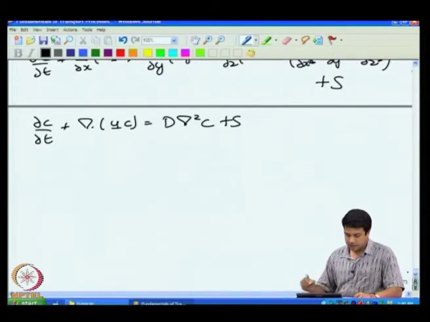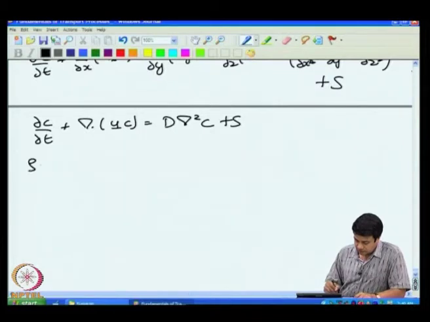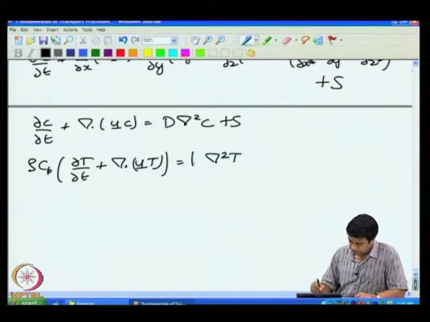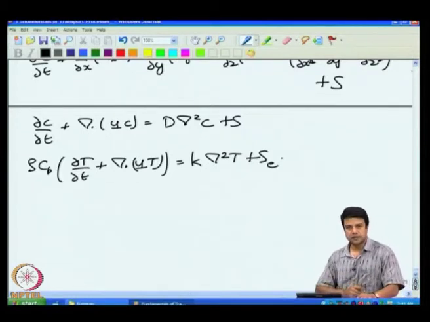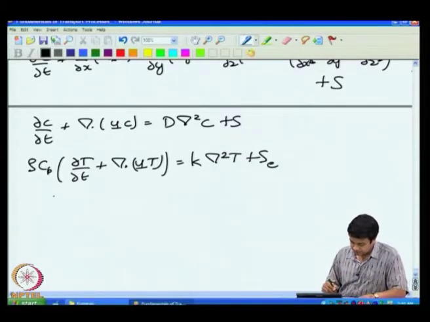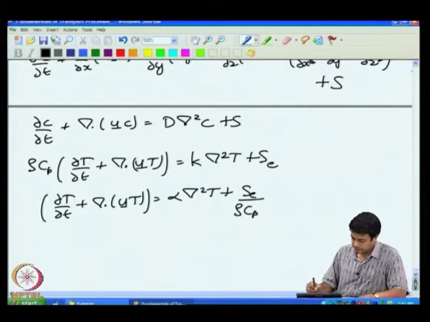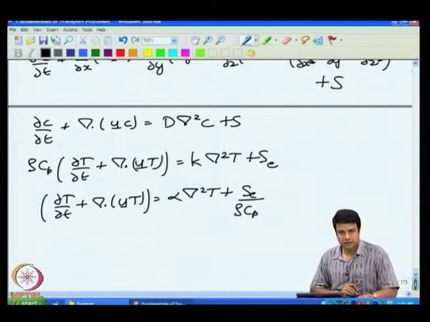Equivalent equation for energy transfer: rho Cp into dT by dt plus del dot uT is equal to alpha del square T, no, this is K, thermal conductivity, plus the source of energy. Alternatively, dT by dt plus del dot uT is equal to alpha del square T plus the source divided by rho Cp. So, these are alternate forms of the energy conservation equation.